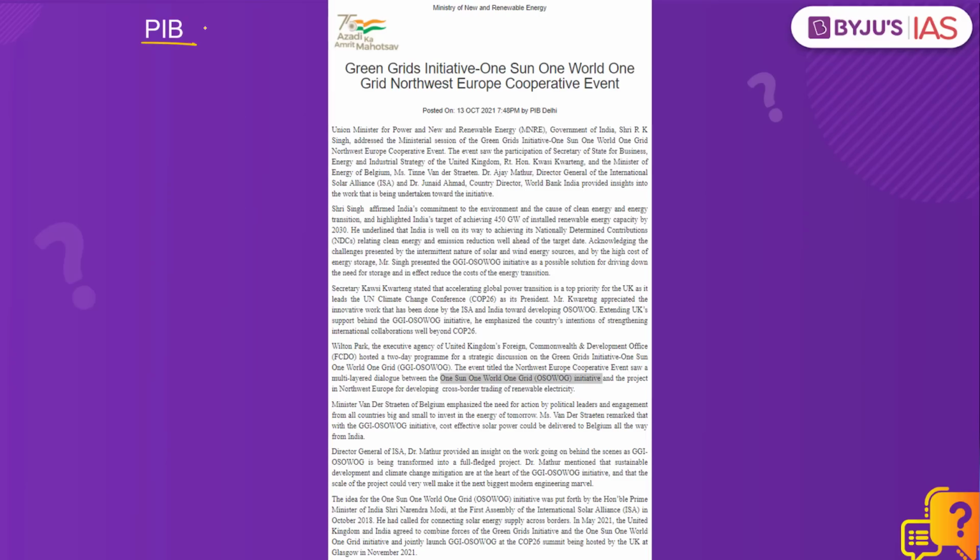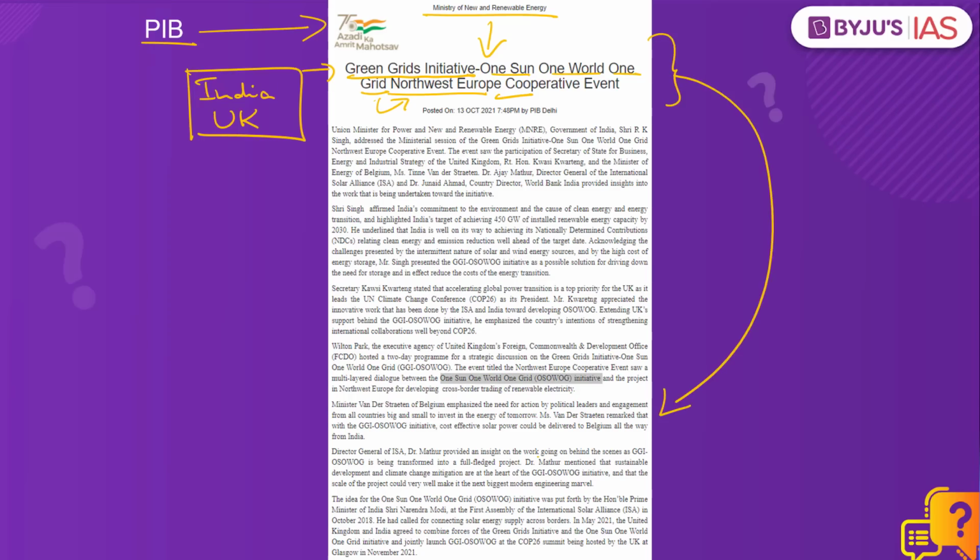This topic is in news because according to this press release from the Ministry of New and Renewable Energy, India and the United Kingdom have held the Green Grids Initiative, which is a part of the One Sun, One World, One Grid program as a part of its focus on the Northwest Europe region. This leg of the project is focused on promoting cross-border trade of renewable electricity with particular focus on Northwestern Europe. The United Kingdom, which is hosting this year's Climate Change Summit, is working closely with India and the International Solar Alliance to launch the Green Grids Initiative as a part of India's One Sun, One World, One Grid program.